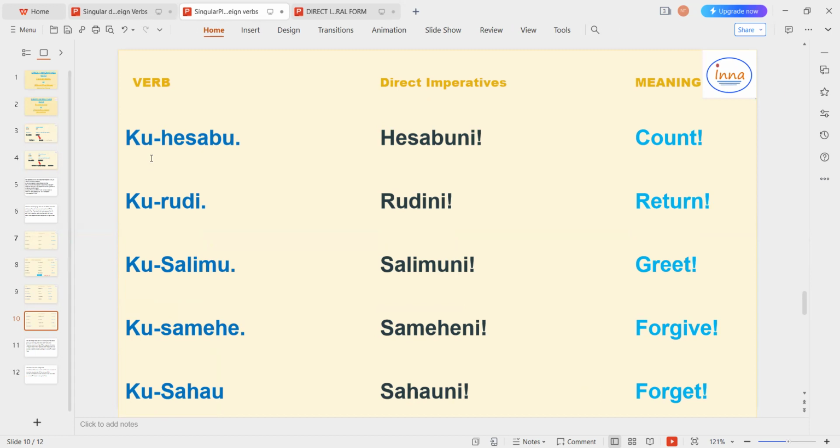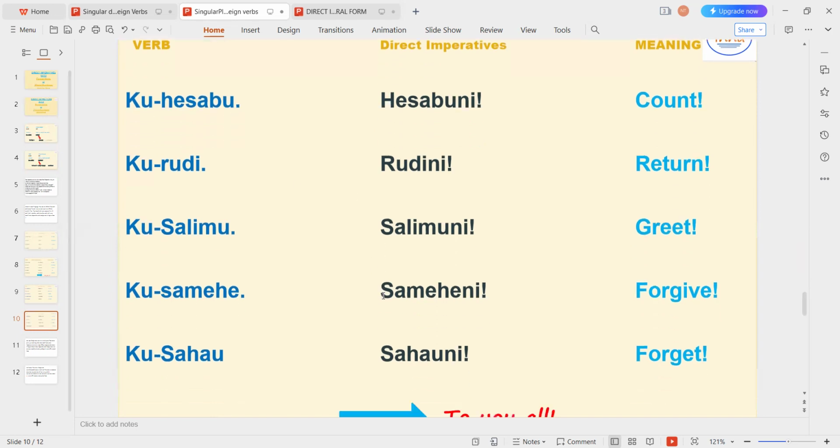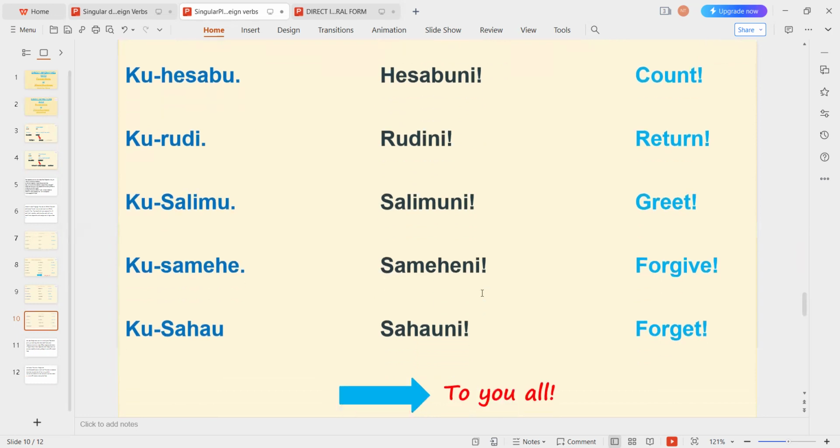Kurudi, imperative is rudini, means return. Kusalimu, imperative is salimuni, means greet. Kusamehe, imperative is sameheni. Sameheni means you should forgive. And the last one from our example here is kusahau, and our imperative will be sahauni. It means you should forget.